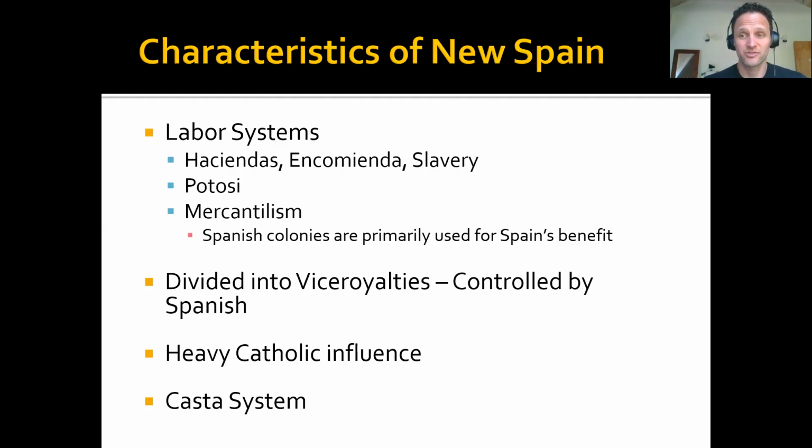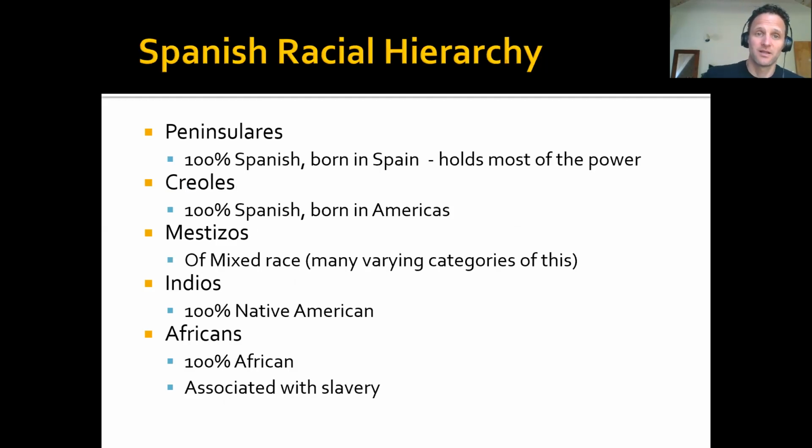And they introduced the casta system, which is the Spanish form of racial hierarchy. The Peninsulares are at the top. Those are the born-in-Spain, quote unquote, white Spanish, born in Spain. They control most of the land. They are the most powerful.